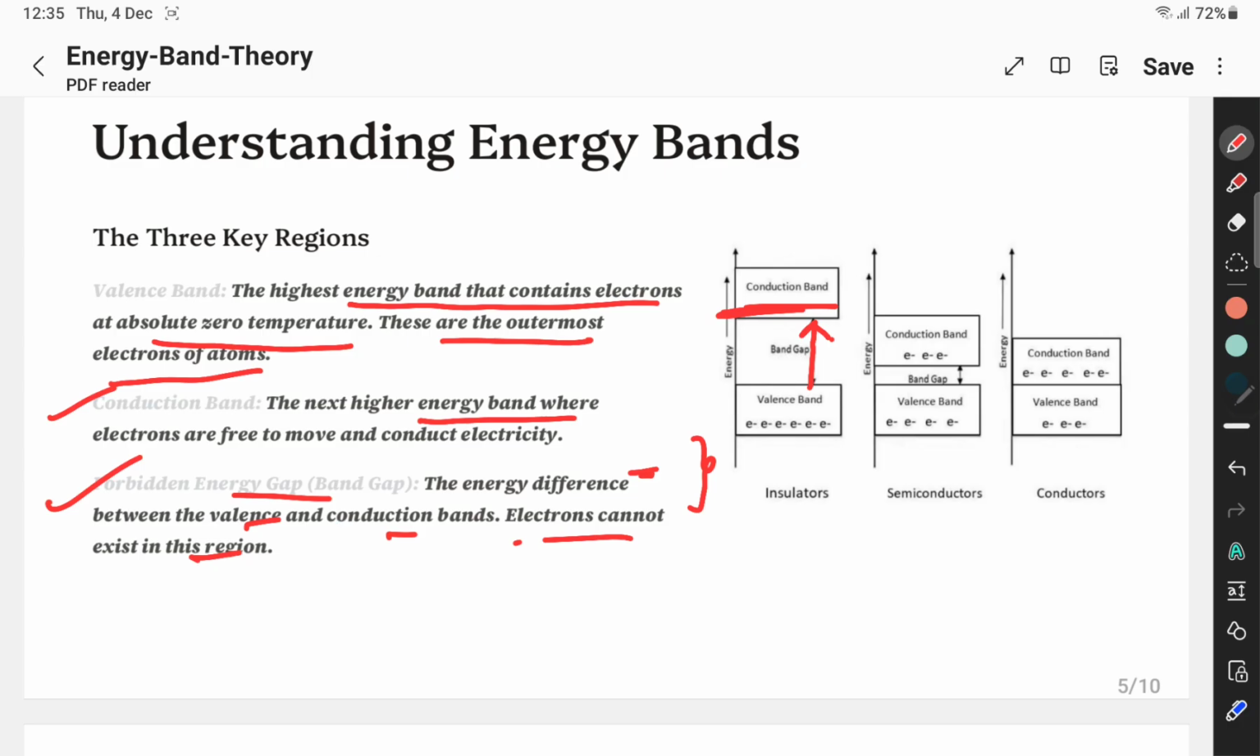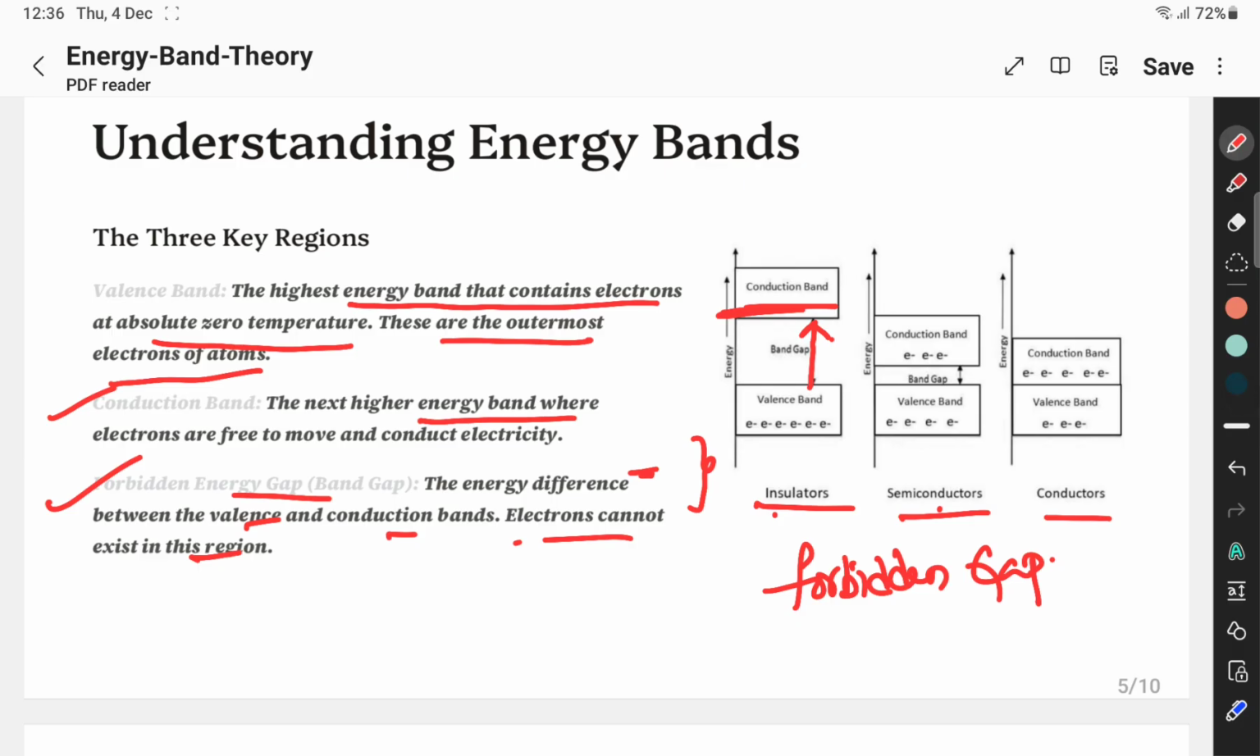Now coming to the classification of insulator, semiconductor and conductors, mainly this classification is due to the forbidden energy gap. A material can be said to be an insulator or semiconductor or conductor based on that band gap.